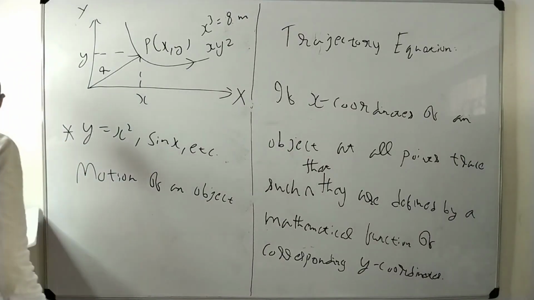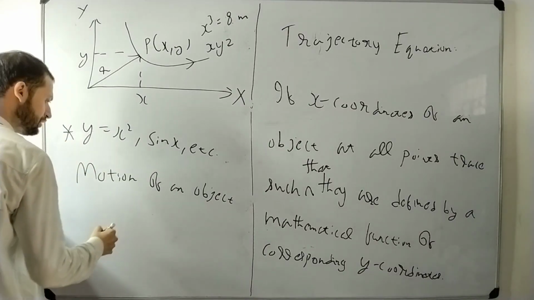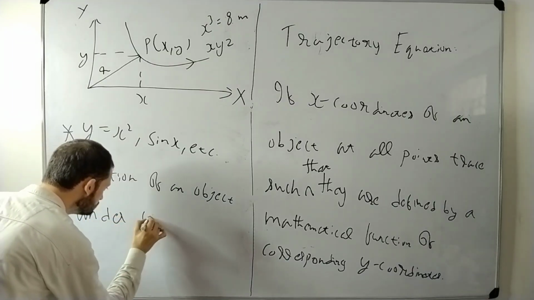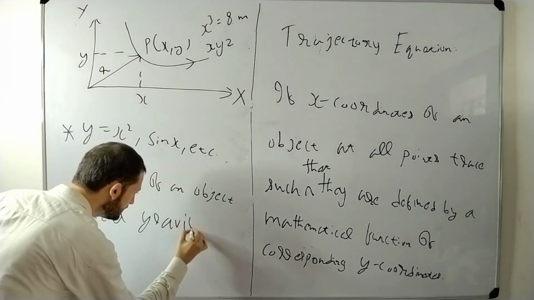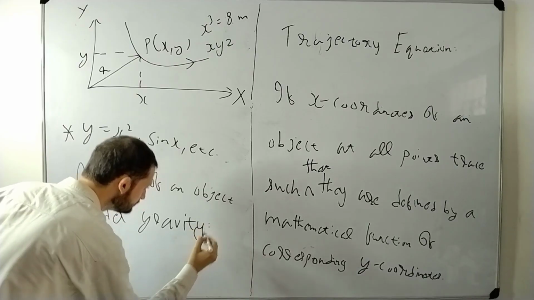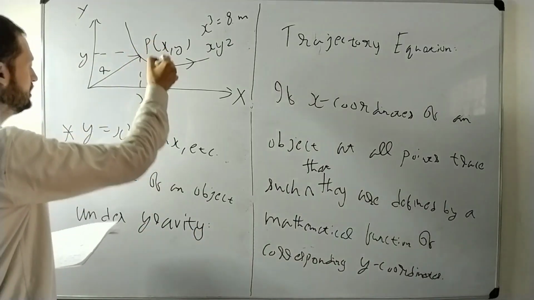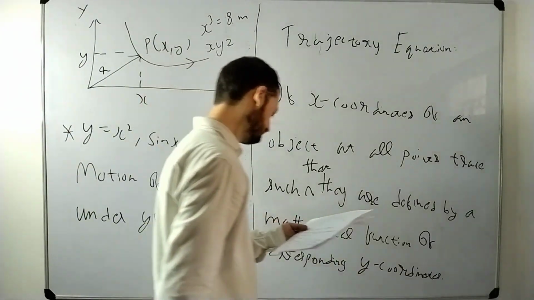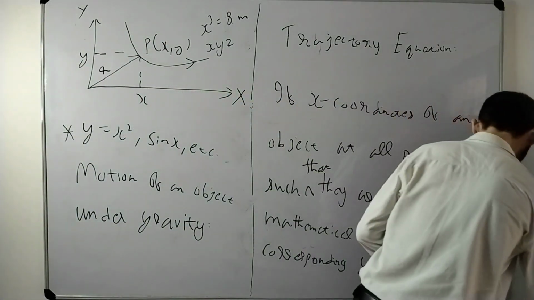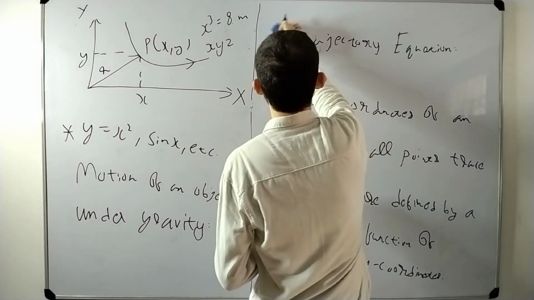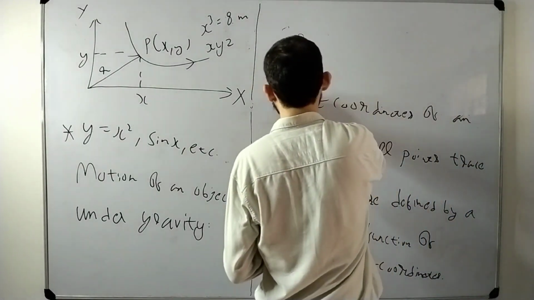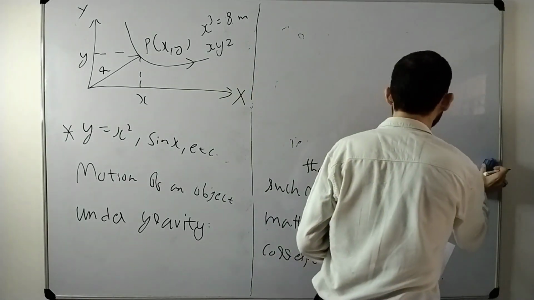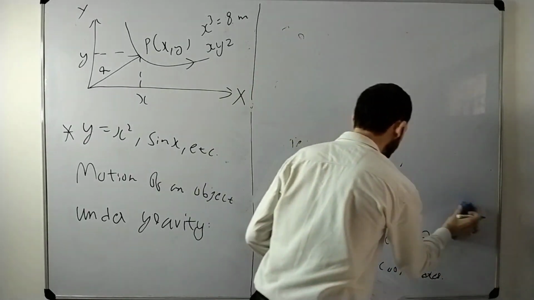3 coordinates I need. Motion of an object under gravity. Right, this is a function, na? y equals x square, sin x, within a system under gravity. So what is the motion under gravity, students? So free fall. Yes, definitely. It is free fall.